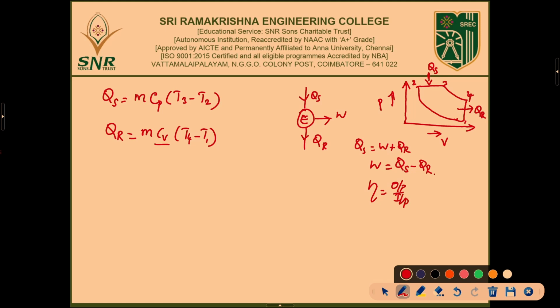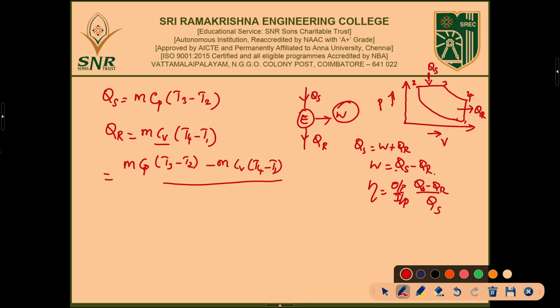The input is the heat supplied. The output is the work, which we can write as heat supplied minus heat rejected. So we have the formula: efficiency equals heat supplied minus heat rejected, divided by heat supplied. That is m Cp (T3 minus T2) minus m Cv (T4 minus T1), divided by m Cp (T3 minus T2). Now you can simplify this.